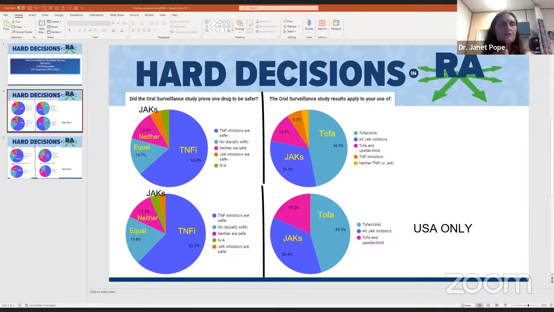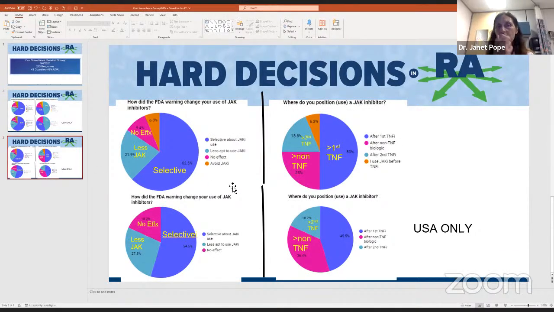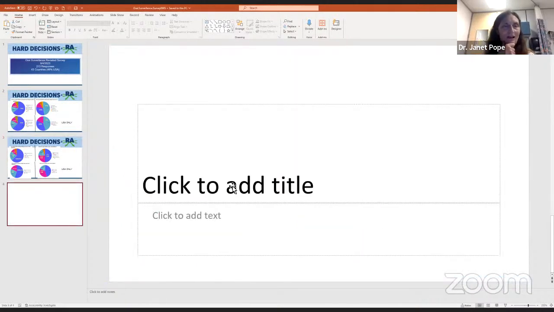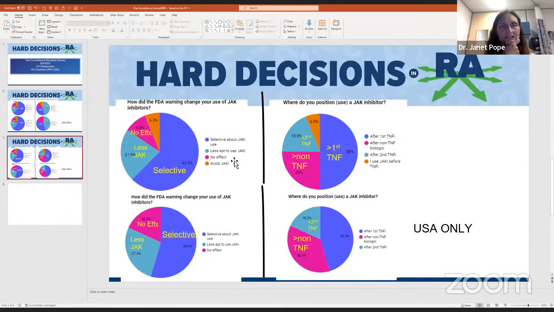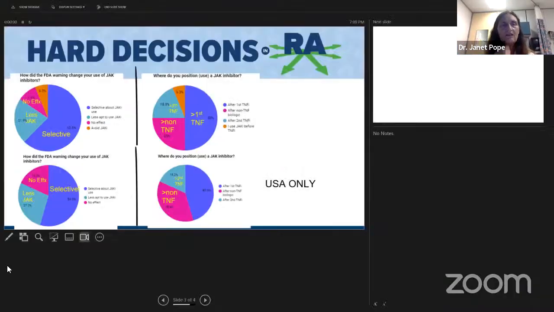Let's see what else the group said. So we'll go to the next slide. So again, the 213 respondents, about half from US, but 43 countries, which is just amazing to do this. So basically this is how did the FDA warning, or sometimes it might have been for you EMEA or for someone else, your own health authority, but how did the FDA warning change your use of JAK inhibitors? And if you look here, overall, it was selective. So I think they're answering that they're being selective on whom they'll use, not that this is a JAK1 selective. I think they're meaning they're going to stratify.